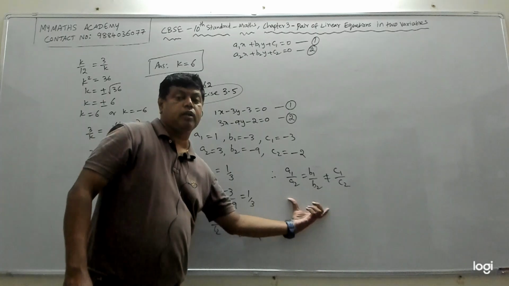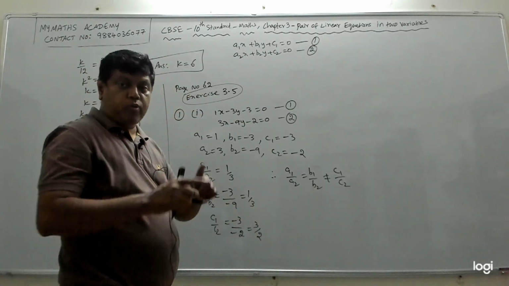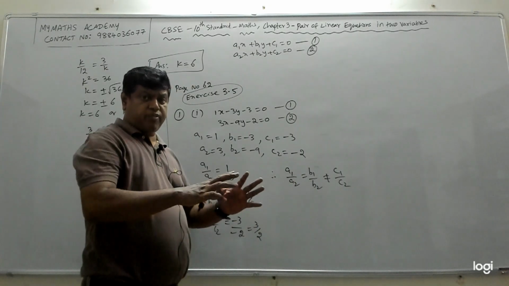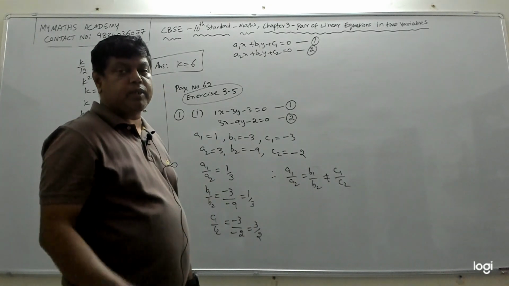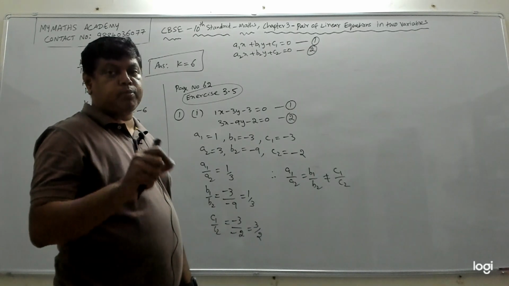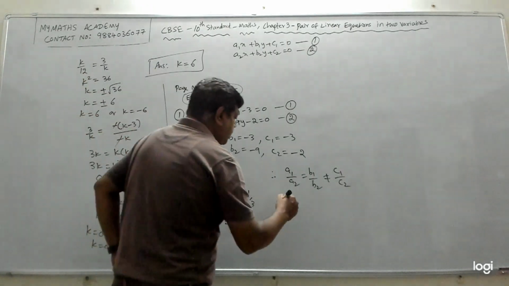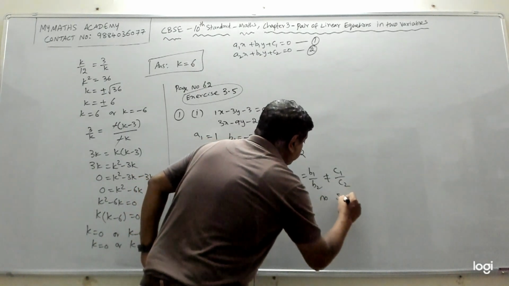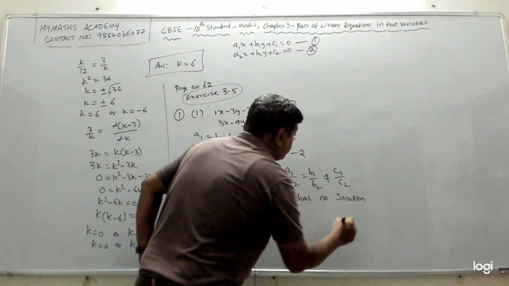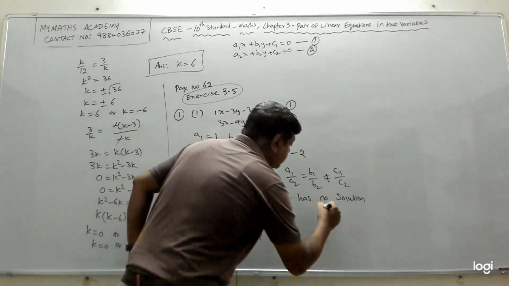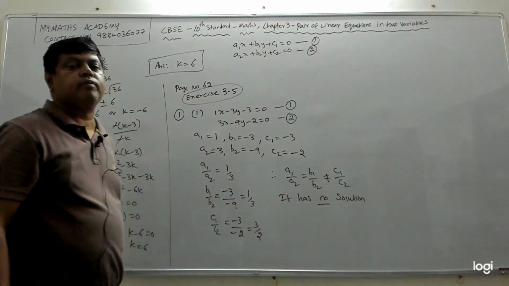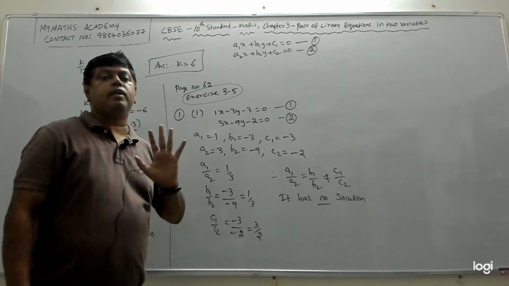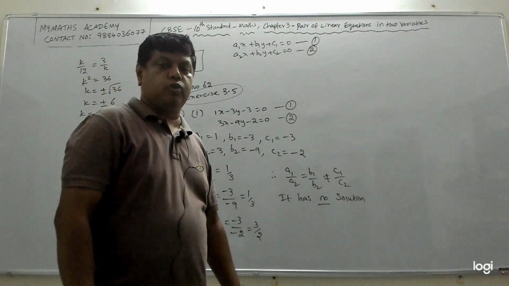For this condition, what can we say? Let's refer, or you should already know, or if you don't know, refer to table 3.4 on page number 46 in your textbook. As per that, for this condition, it has no solution. When a1 by a2 equals b1 by b2 not equal to c1 by c2, it means no solution. So the given set of equations does not have any solution. So we need not proceed further.